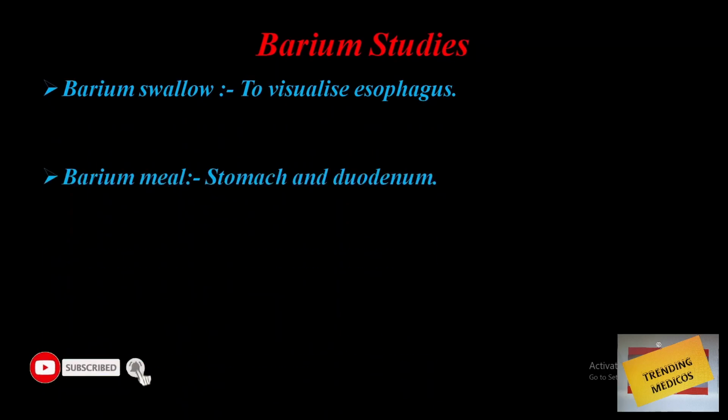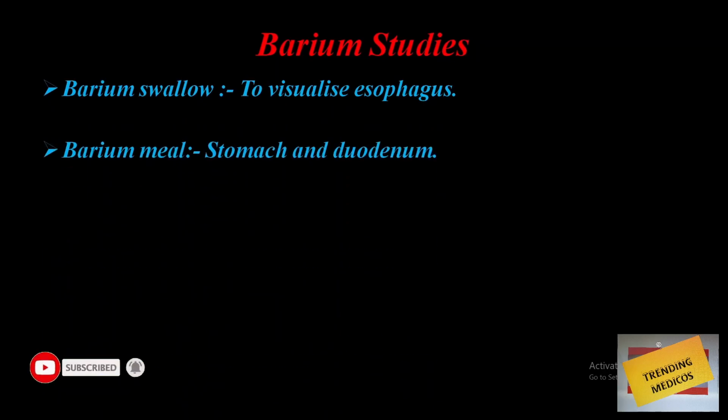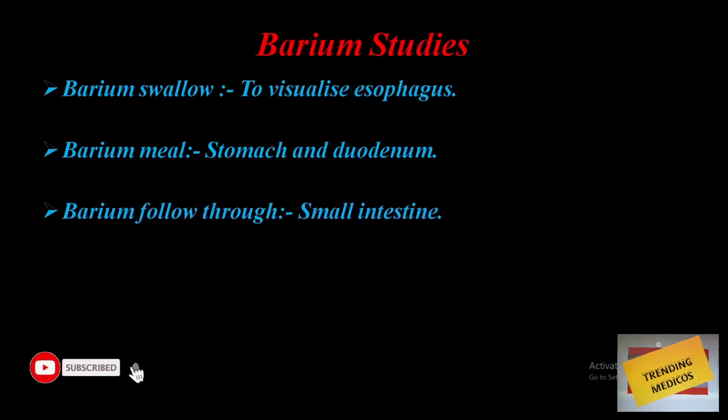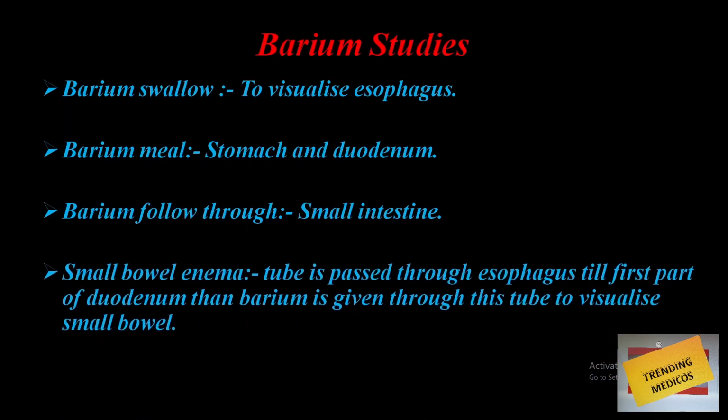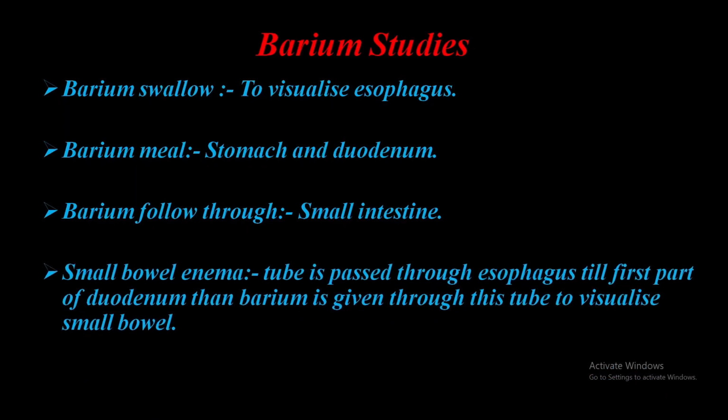The barium studies are also important. Barium swallow is done to visualize the esophagus. Barium meal is done to visualize the stomach and the duodenum. Barium follow through is done to visualize the small intestine. Small bowel enema is one in which the tube is passed through the esophagus till the first part of the duodenum, and the barium is given. This is done to visualize the small bowel. The barium enema is done to visualize the colon and the rectum.